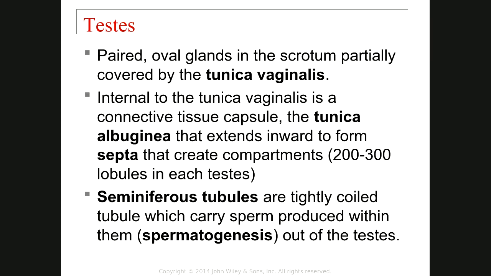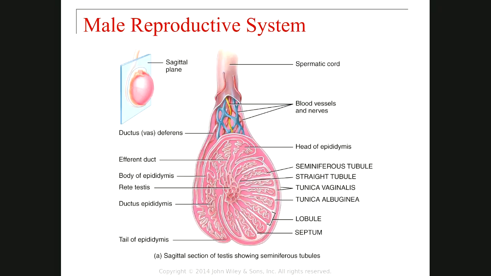The testes are paired oval glands which are located in the scrotum, and the testis is covered partially with a dense irregular connective tissue which we call tunica vaginalis. I will talk about this slide in the next picture. If you look at this picture, we have a layer which covers the testis from outside. We call this layer tunica vaginalis. Tunica vaginalis itself has two layers. One layer is visceral and one layer is parietal, which you don't need to find and you don't need to identify.